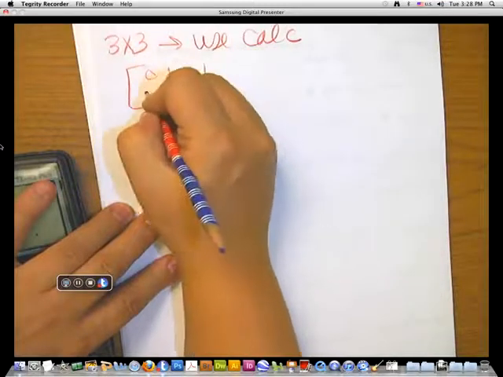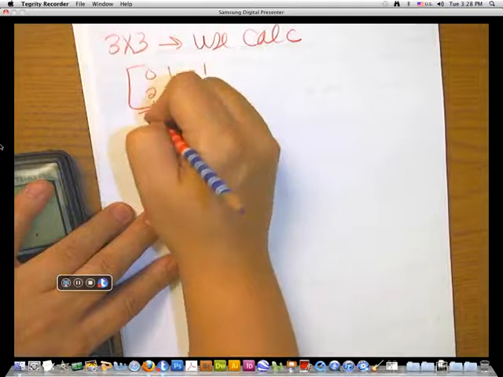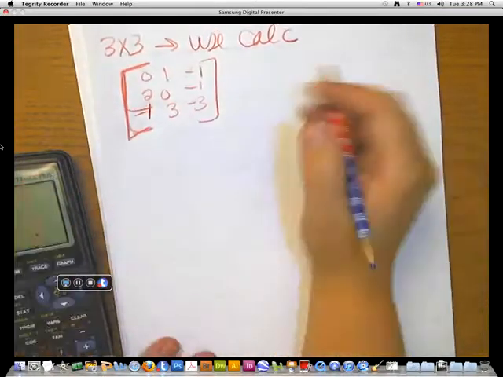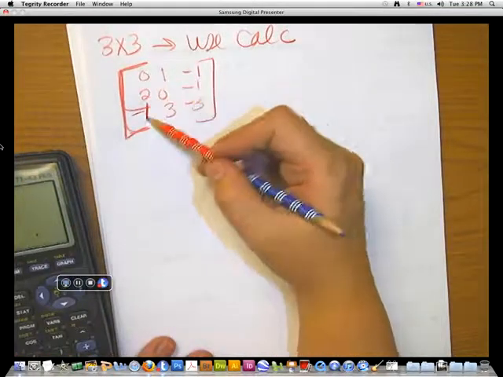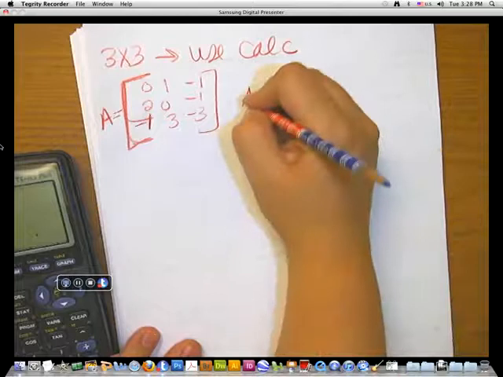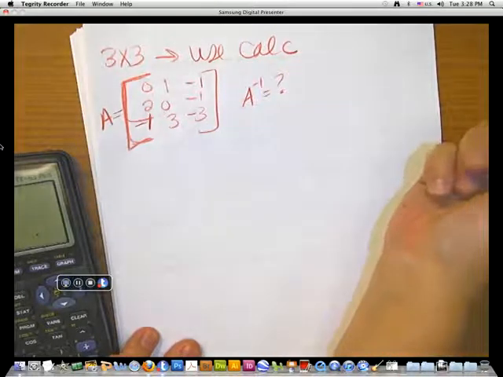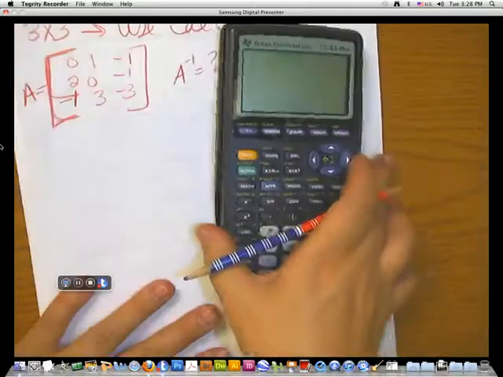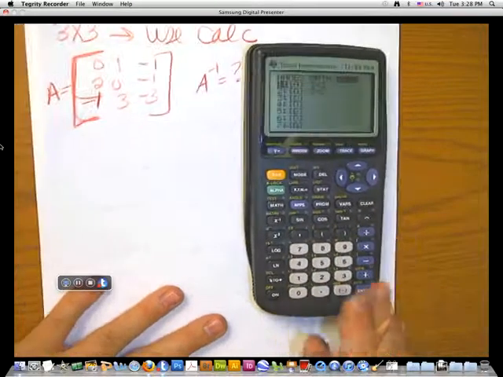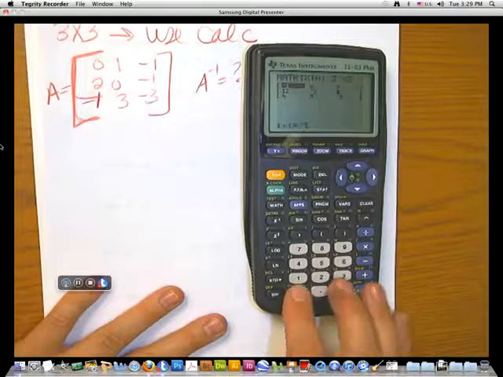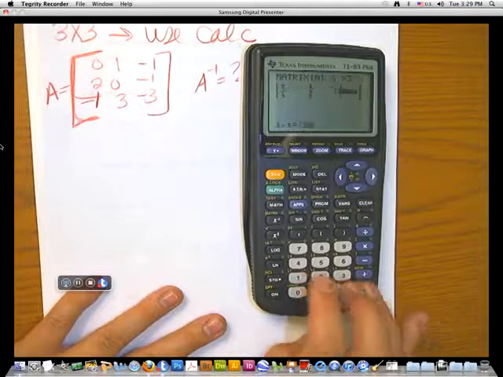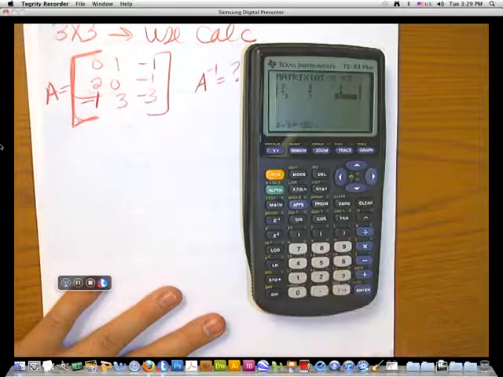So here's an example of a 3 by 3 matrix: 0, 1, negative 1, 2, 0, negative 1, negative 1, 3, negative 3. If I call this matrix A, I want to know what the matrix inverse is. In our calculator, under matrix, we're going to edit. We're going to input our original 3 by 3 matrix, putting in the data points: 0, 1, negative 1, 2, 0, negative 1, negative 1, 3, negative 3.